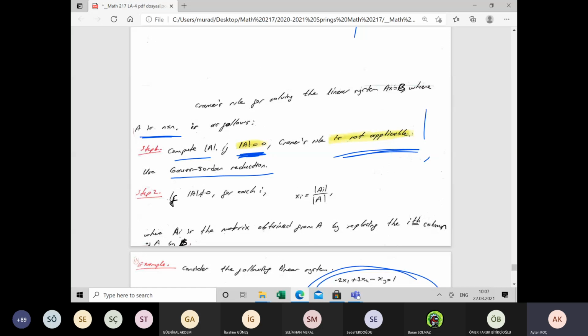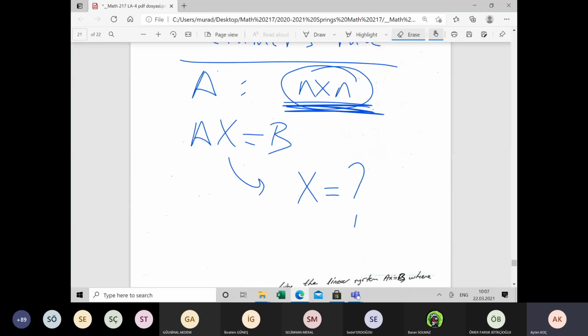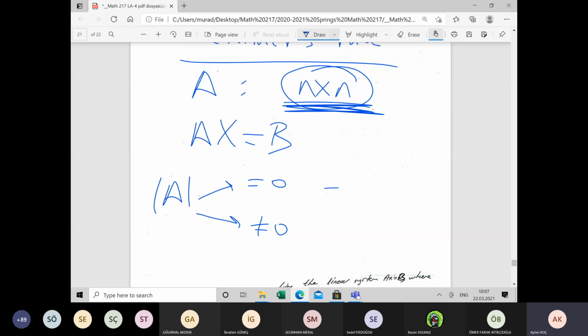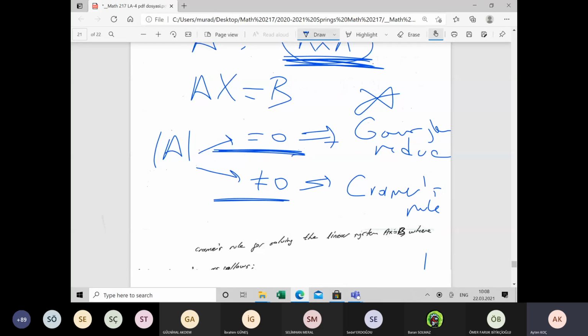Take this system n by n, and compute the determinant of A. The determinant of A is a scalar. It's okay. This one is 0 or not 0. If 0, use the Gauss-Jordan reduction. And if this one is not 0, it means we can use Cramer's rule or Gauss-Jordan reduction. But if this one is 0, Cramer's rule doesn't work. It's okay. Be careful. So, what's this rule?